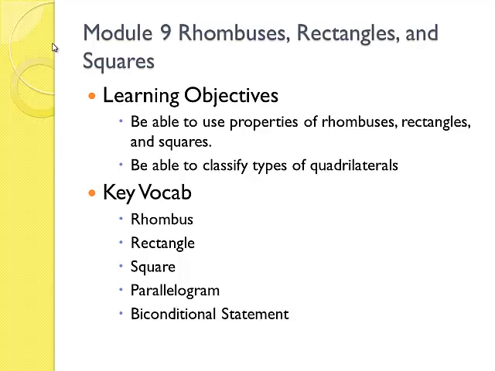Alright, this is Module 9, Rhombuses, Rectangles, and Squares. By the end of this, I would like you to be able to use properties of rhombuses, rectangles, and squares, and be able to classify the types of quadrilaterals. If I ask what a certain type is, be specific in the name. We're going to identify what a rhombus is, what a rectangle is, and what a square is.